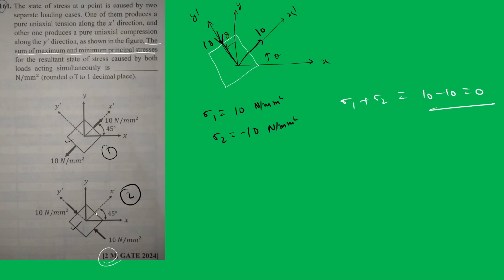You can see GATE asks some easy questions for 2 marks. You just need to understand the orientation, pick up this picture and put it over the other. So there would be 10 and 10. This is minor, this is major, so this is your sigma 2 and this is your sigma 1. Now add both, and this will become 0.